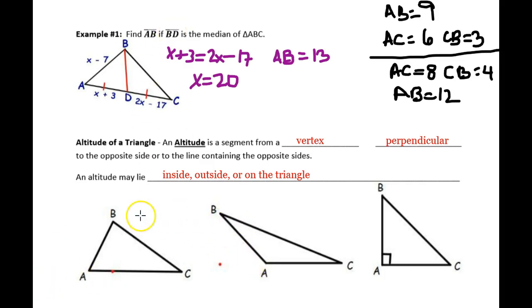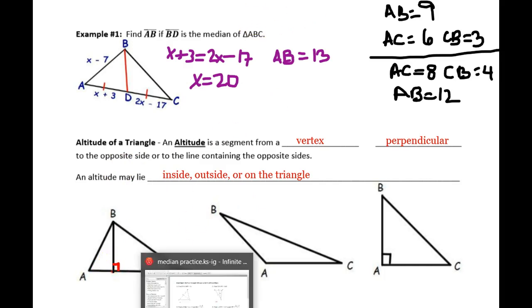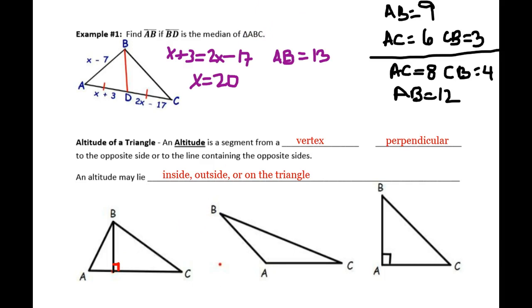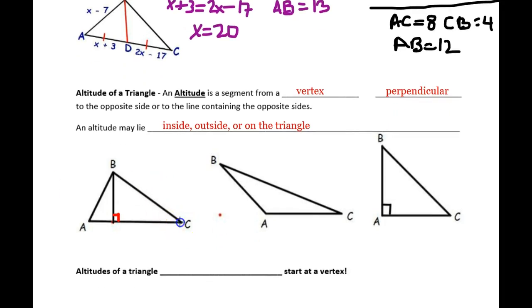So if I'm going to draw my altitude, I come from the vertex, perpendicular to the opposite side. So this line is a perpendicular segment. All right. Now, every triangle is going to have 3 altitudes. So I need to be perpendicular to the opposite side.